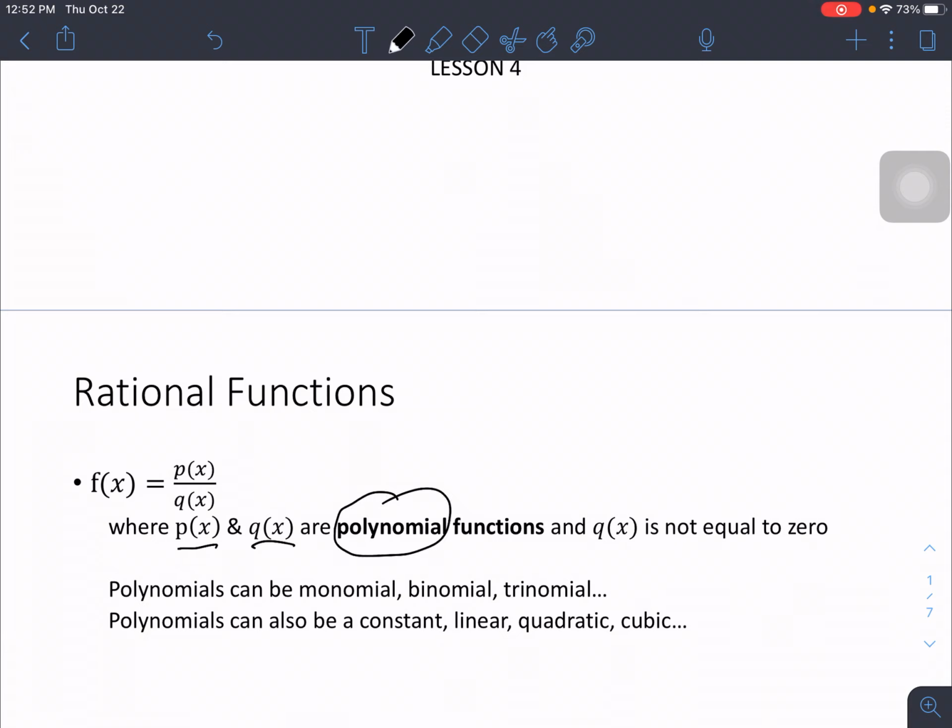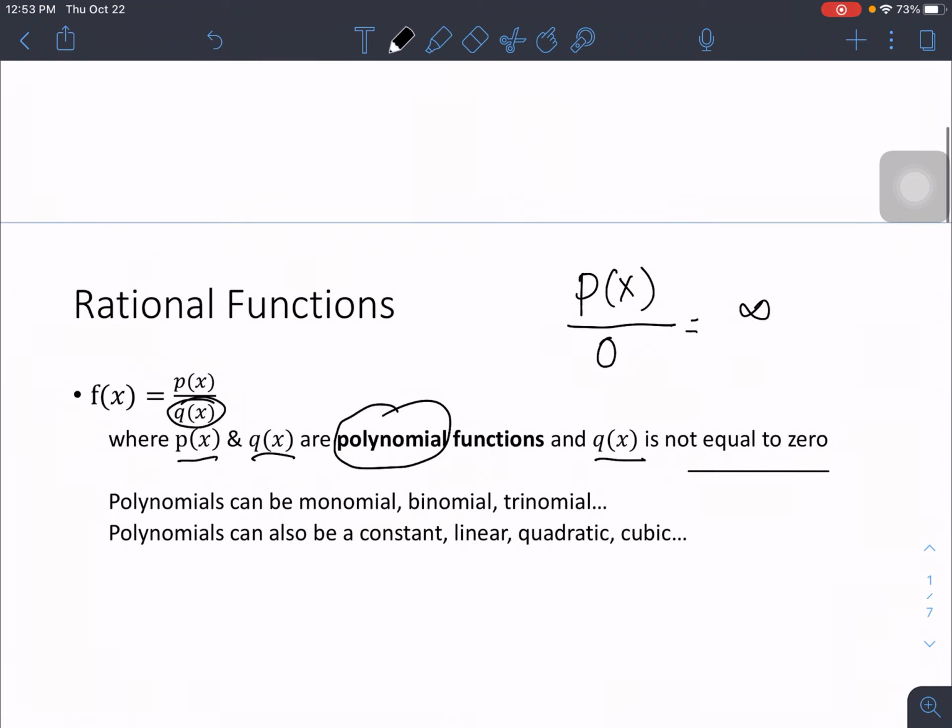Other than that, q(x), which is the denominator, should not be equal to 0, because when a polynomial such as p(x) is divided by 0, say q(x) is equal to 0, the answer will be undefined.